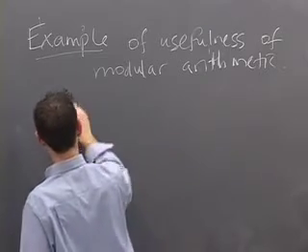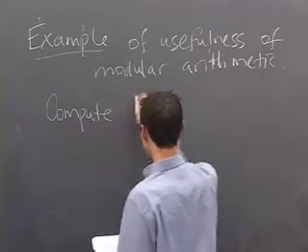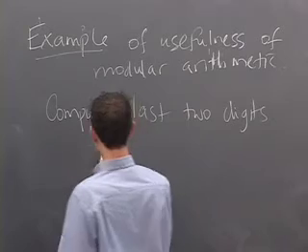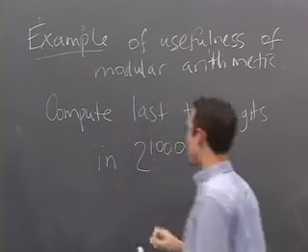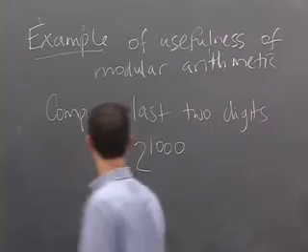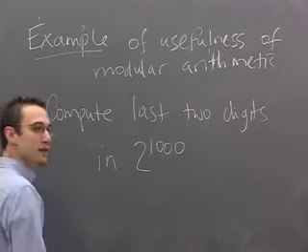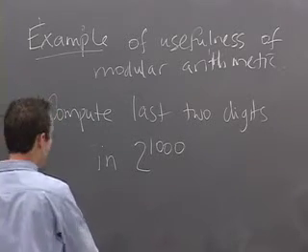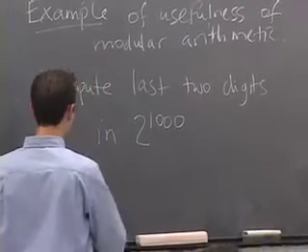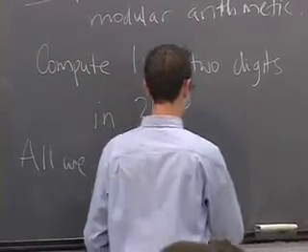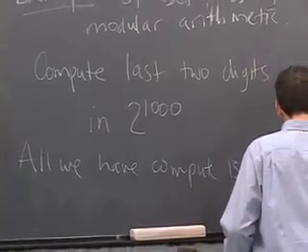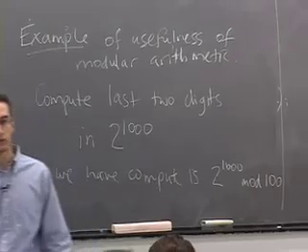So somebody tell me how to compute the last two digits in the decimal expansion of 2 to the 1,000. Go ahead. It's the remainder multiplied by. Exactly. So the answer is, well, all we have to compute is the order. Sorry? The order of 2 modulo 100. All we have to compute is 2 to the 1,000 modulo 100, which makes the whole problem extremely manageable.